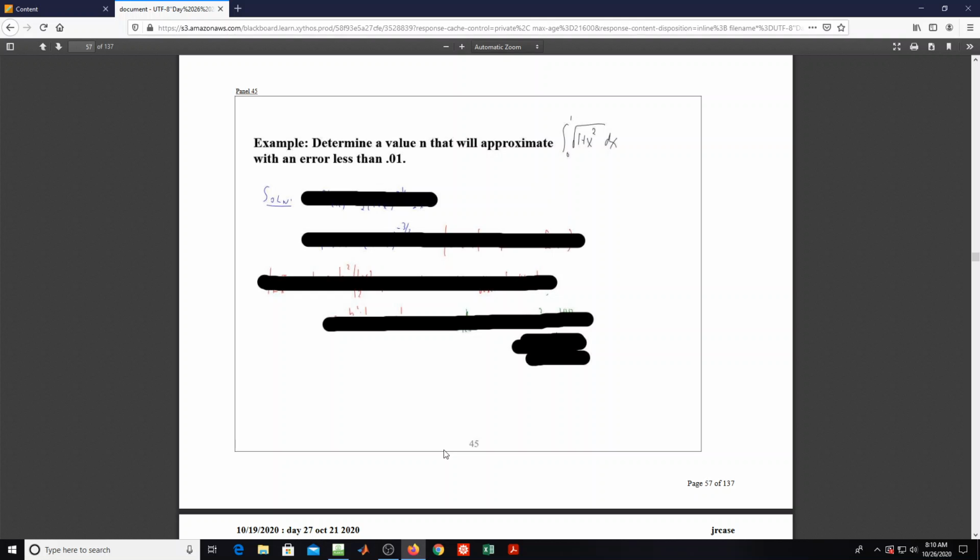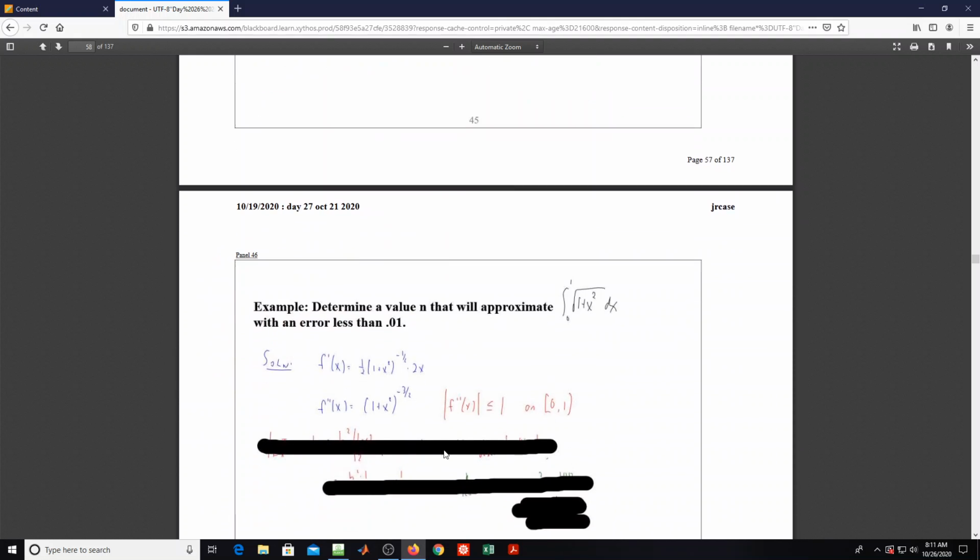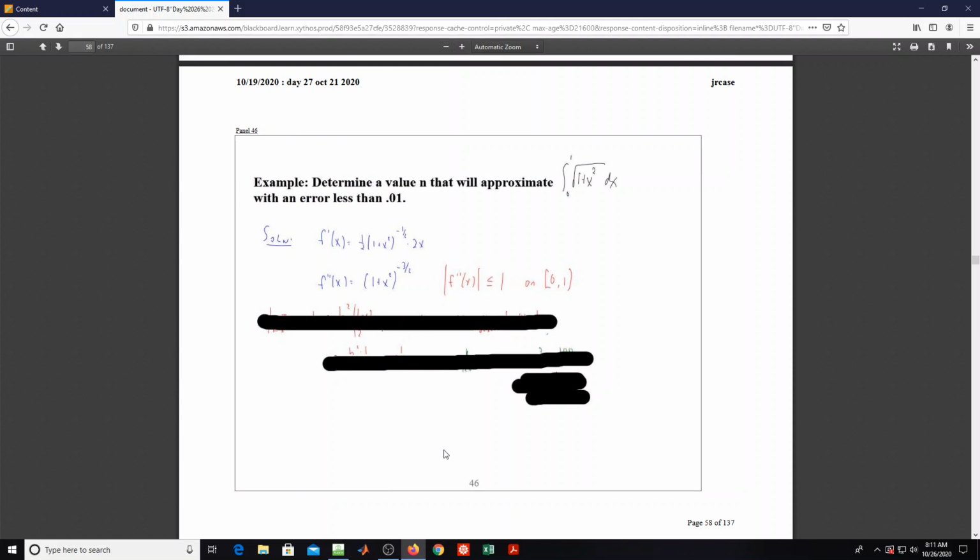And I know something secret, that the second derivative turns out to be 1 plus x squared to the negative 3/2. I just happen to know that. Let's kind of see what we get. All right. So now, this function right here is 1 over the square root of 1 plus x squared to the third.